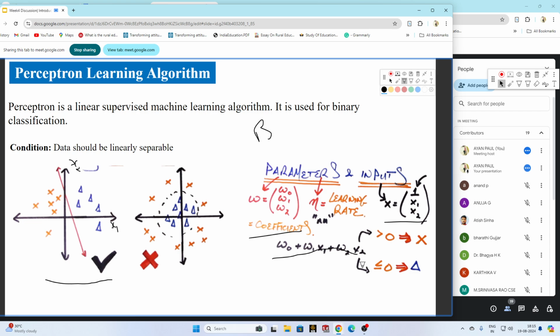And now we have also studied the discriminant method. What the discriminant method tells is, if it is greater than 0, then we are saying our data point is in this region. If it is less than or equal to 0, we are saying our data point is in this region. That is how we are separating here.